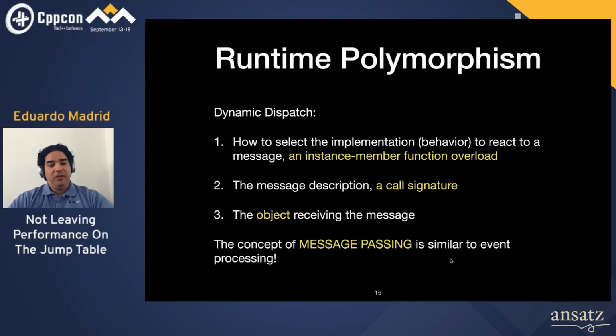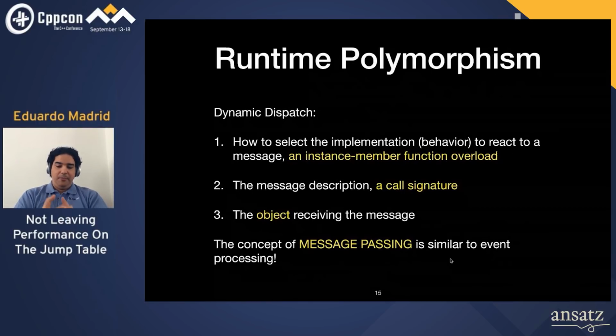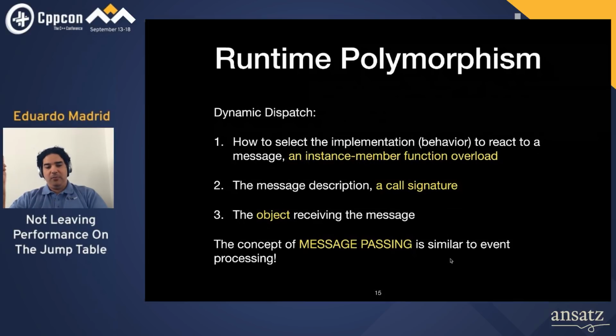There is a relationship between event processing and runtime polymorphism, understood as calling functions that have a polymorphic nature. In this particular case, we need to be able, from having an object, to determine what is the appropriate behavior, so how to refer to the polymorphic behavior. The message in object orientation is just a call signature, and we also need to have the object that is going to be receiving the message, the recipient of the message.